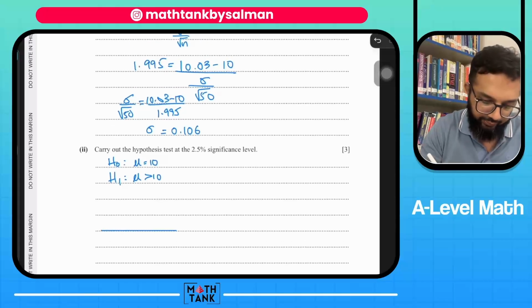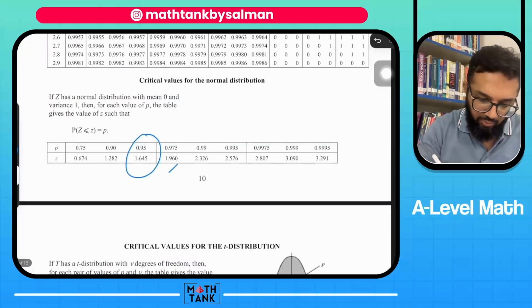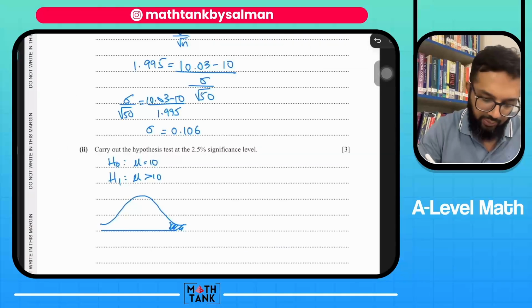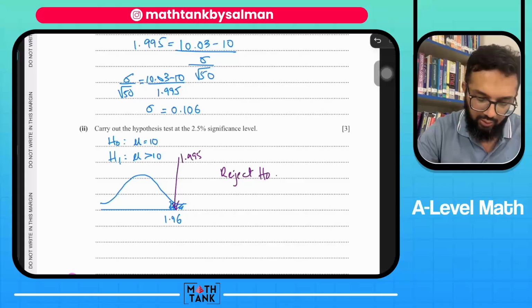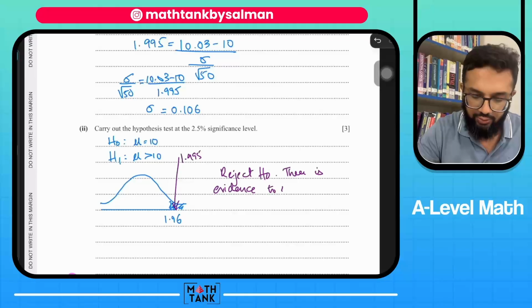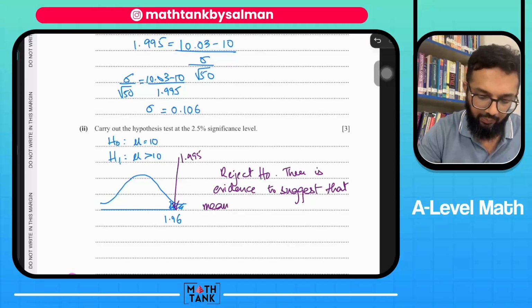Rejection region first. 1.96, that's the number that we're going to use. The test statistic is falling at 1.995. So that's here, 1.995. So reject H naught. There is evidence to suggest that the mean is greater than 10.